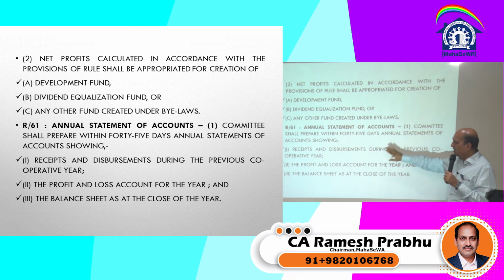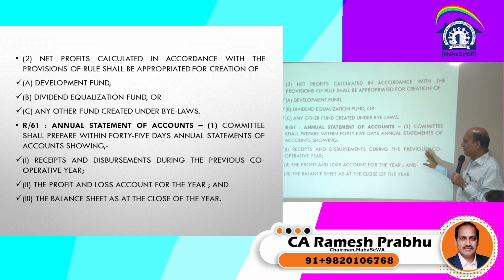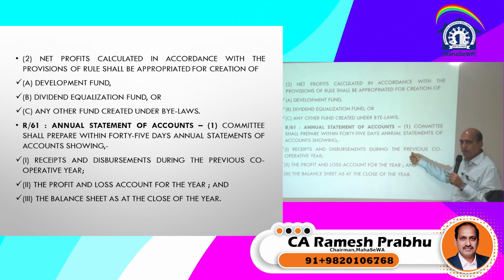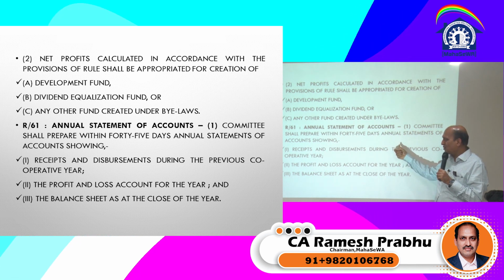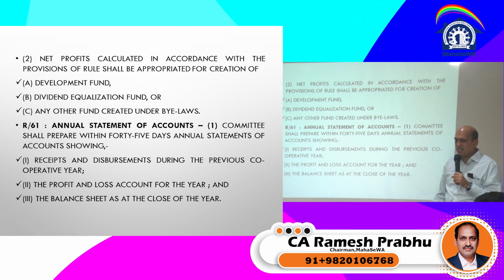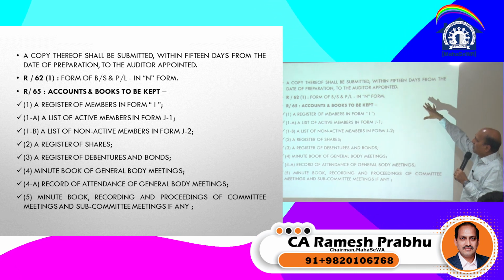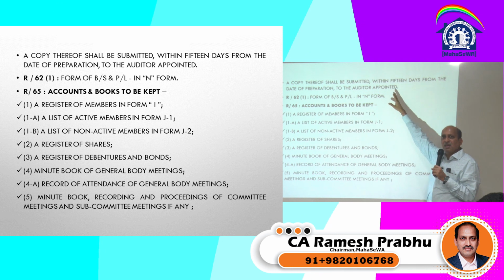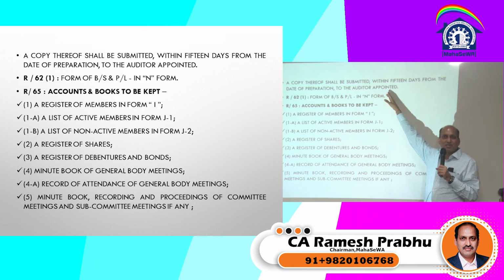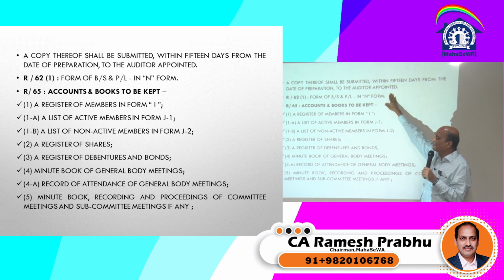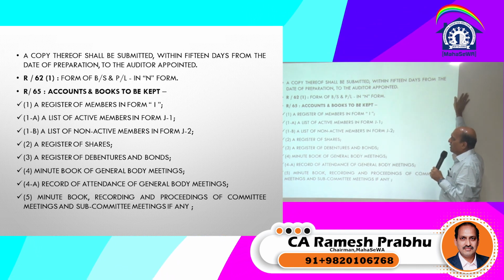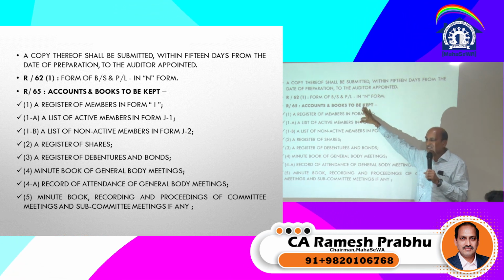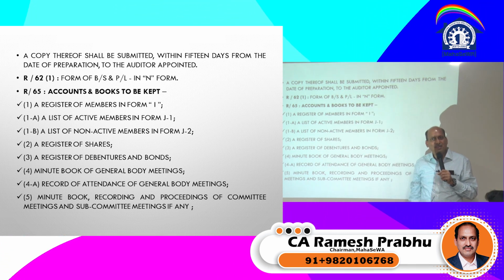Account should be completed. Receipt and disbursement during the previous cooperative year, profit and loss account for the year, balance sheet at the close of the year. That means you have to prepare the trial balance or profit and loss account and balance sheet as well as receipt and payment account. A copy thereof shall be submitted within 15 days from the date of preparation to the auditor appointed. That means by 31st of May, it should be given to the auditor. Form of the balance sheet, rule number 62(1) talks about what will be the form of the balance sheet. That is also prescribed in form number N.